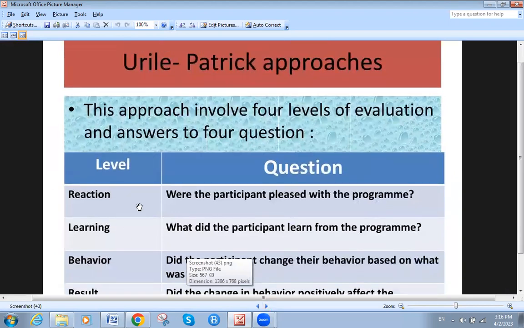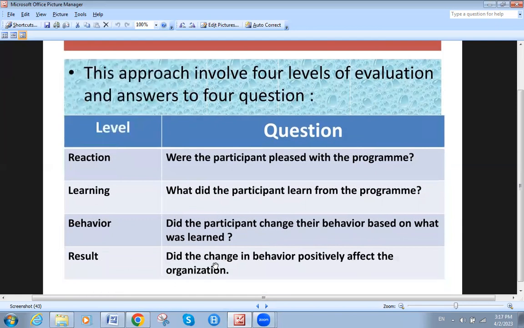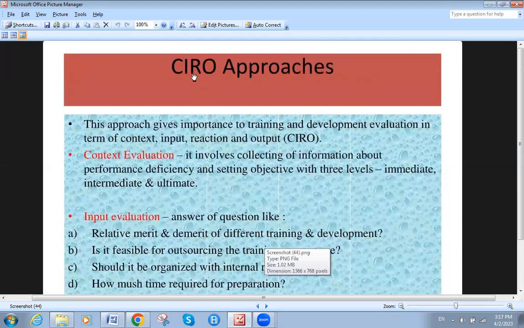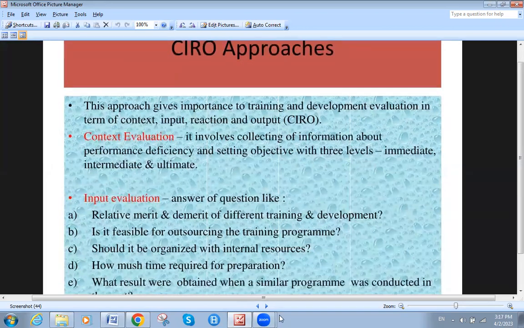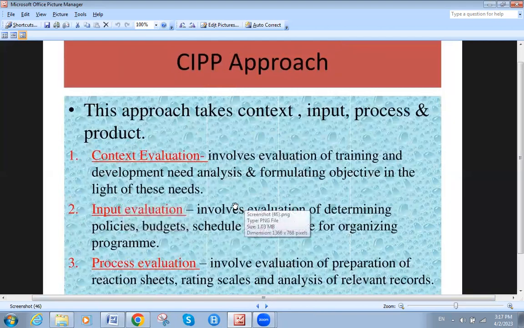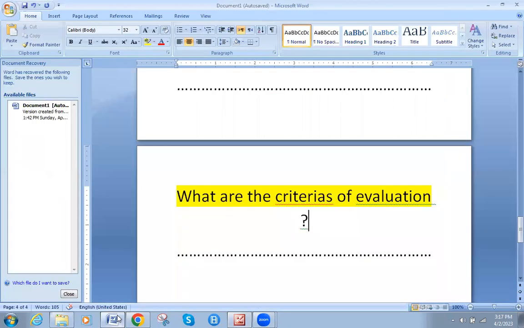Kirkpatrick's is for the four levels: reaction, were the participants pleased with the program? Are they okay with the program? Learning, did they learn from the program? Behavior, did their behavior change after the program? The results, did they change positively or not? CIRO approaches, like I said, are contents, inputs, reaction, and outputs of any training program. The CIPP is the contents, the inputs, the process, and the product evaluation. Those are the three internal criteria, theories for training programs.